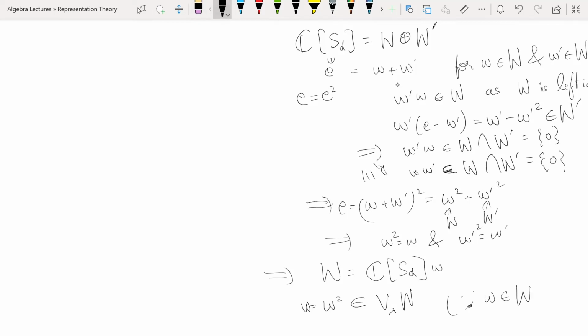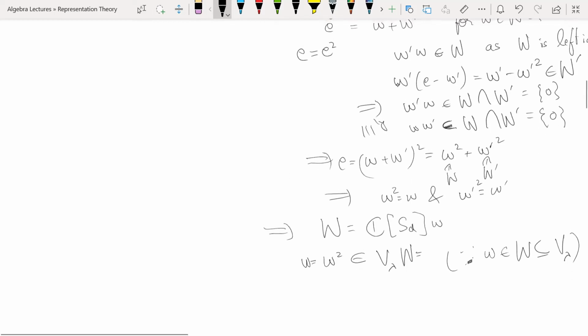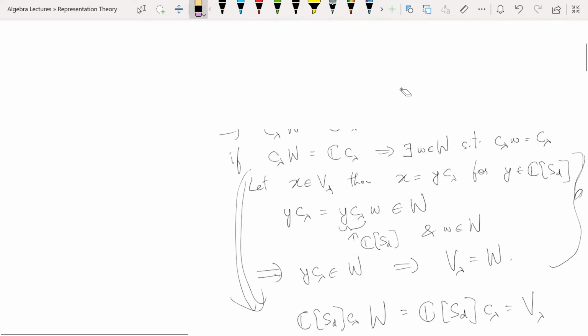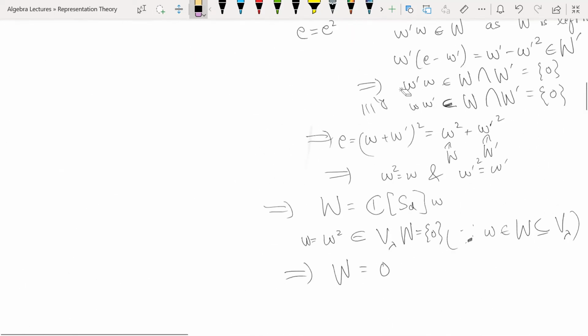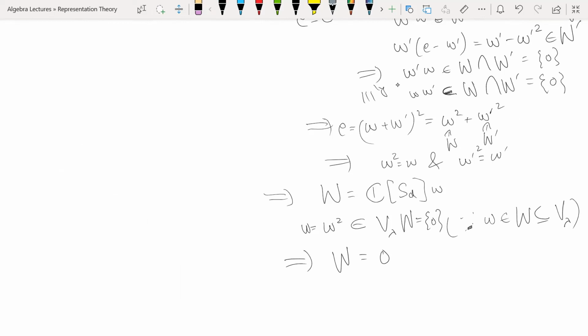W belongs to W, which is contained in V lambda, which is 0, which tells us that W must be generated by 0, so that means W is 0. Okay, sorry, this only proves the first half of the statement. So that completes the proof, hence V lambda is irreducible.